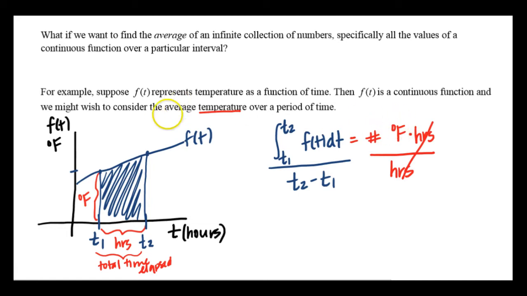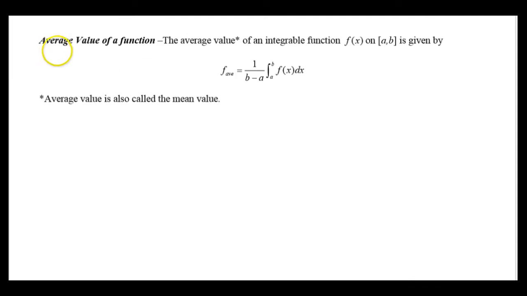And that number is the average temperature over that time frame. So we're going to generalize this because this represents the average value of a function over a particular interval. Alright, so the average value of a function. The average value of an integrable function f of x on the interval from a to b is given by, so f average equals 1 over b minus a, the integral from a to b of f of x dx.